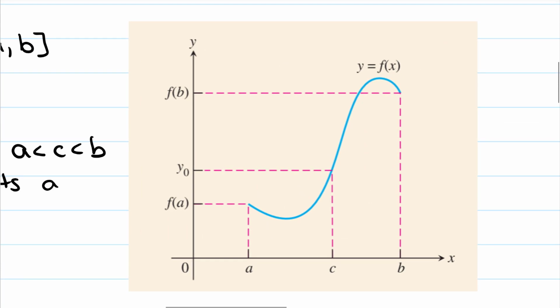So on this graph, you're going to want to have that a is the smallest value, so this is your smallest x value, and b is your largest x value, and you're going to pick some c that's in between a and b. So as long as f of b is larger than f of a, we're going to guarantee that we're going to get every y value in between. So if I pick some random point c and follow it up the graph, I get that this value here, which is f of c, is in between f of a and f of b.